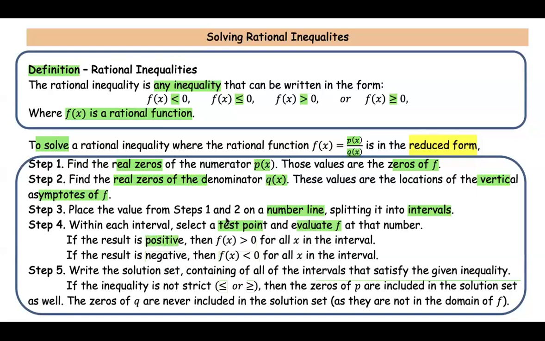If the result is positive, then the function is greater than 0 for all x in that interval. If the result is negative, then the function is less than 0 for all x in that interval. Step 5, write the solution set consisting of all the intervals that satisfy the given inequality. If the inequality is not strict, like less than or equal to or greater than or equal to, then the zeros of P are included in the solution set as well. The zeros of Q are never included in the solution set as they are not in the domain of the function f of x.